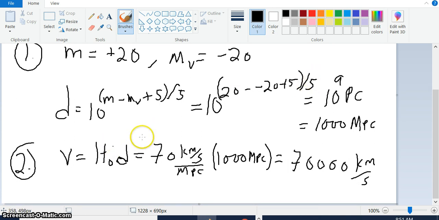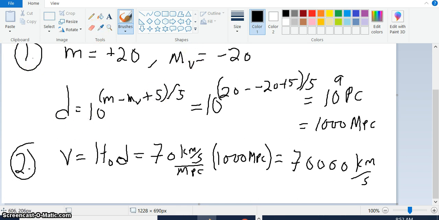In the second problem, it says to use that distance and Hubble's constant to come up with what the redshift is. So what we have to do is figure out the recession velocity. And remember, as chapter 26 points out quite correctly, the recession velocity has nothing to do with the actual motion of an individual galaxy. It's rather the effect of the expansion of space itself, the expansion of the universe itself.